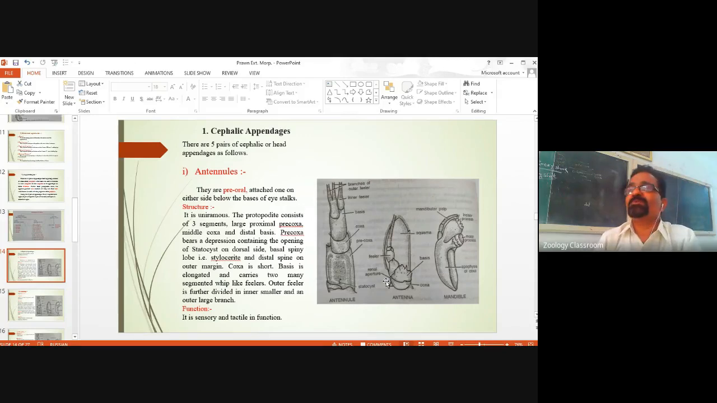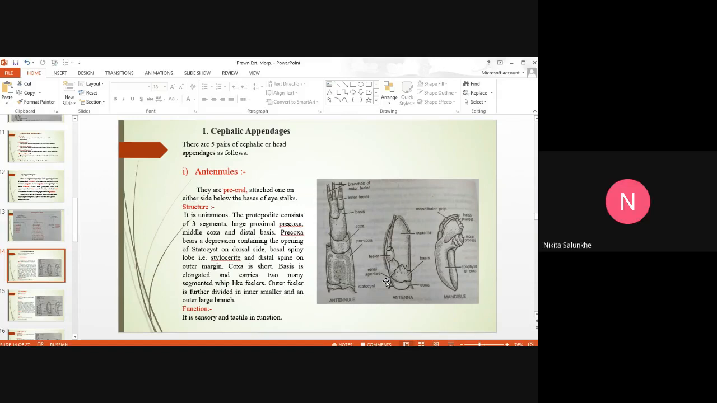Among the five cephalic appendages, which are the two appendages which exhibit the apertures on the body? This was my question. Opening of statocyst is present on the precoxa of antennule, and the renal aperture is present on the inner side of the coxa of antenna. Is that clear? Yes, sir.